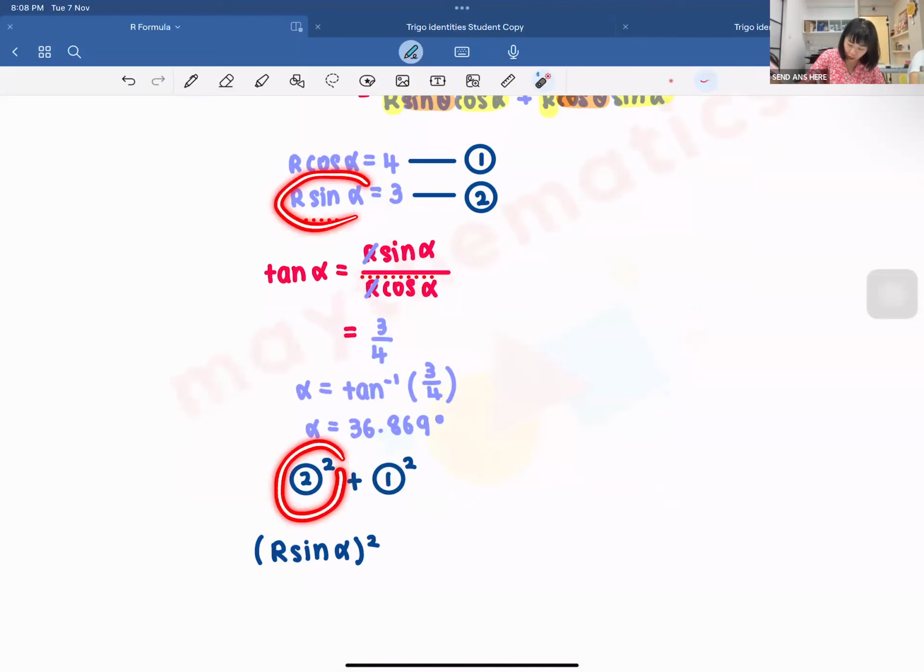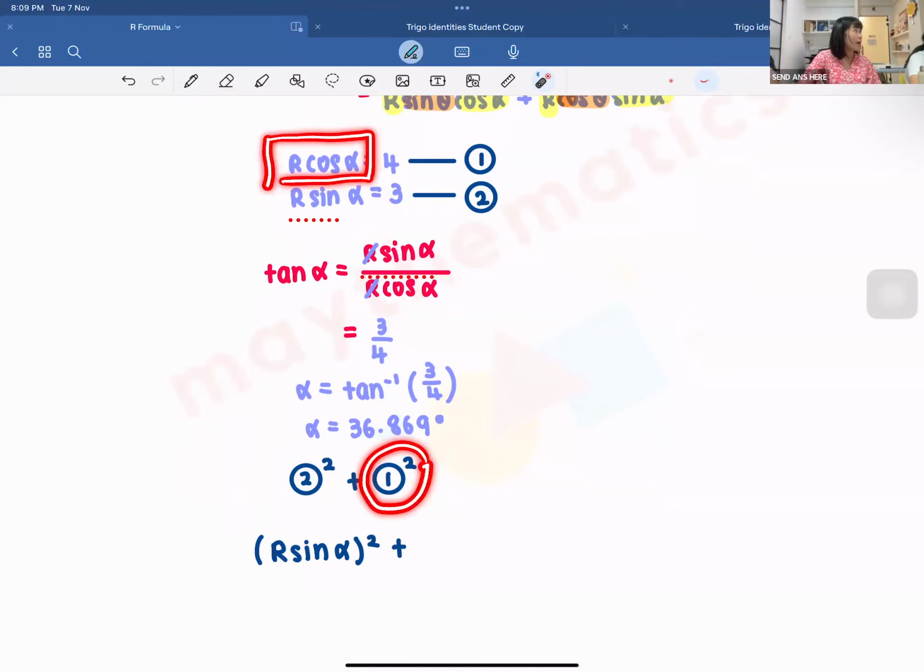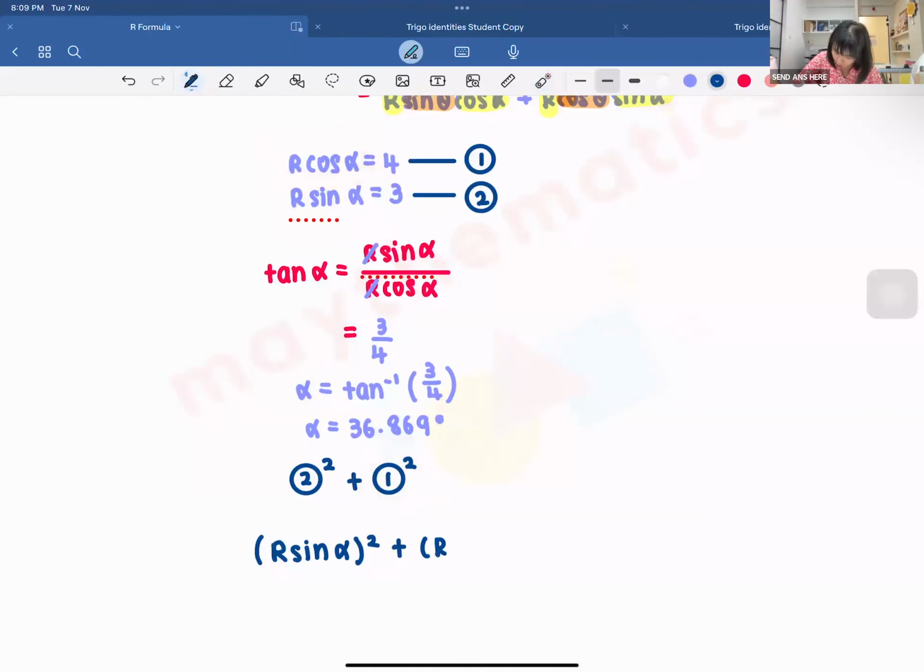2 squared. That's why I square this. I get this. Can you understand? Okay, now plus. I will add, okay? Now equation 1 squared. That means this one I must square. So it's R cosine alpha, squared.